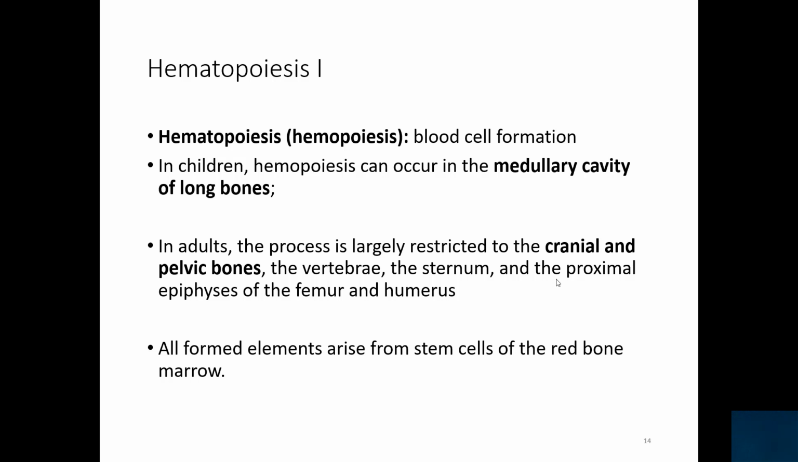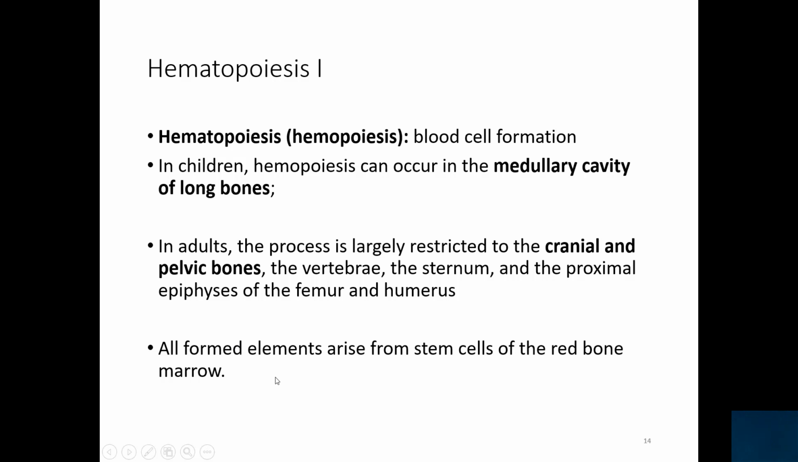Hematopoiesis is the process of blood cell formation. Sometimes it's also called hemopoiesis. It's the same thing. In children, mostly hematopoiesis happens in their long bones, inside of the medullary cavity that has red bone marrow. In adults, mostly those would be flat bones, cranial and pelvic bones. Also, blood cells are made inside of the vertebrae, sternum, and femur and humerus, the proximal parts of them, the proximal epiphysis.